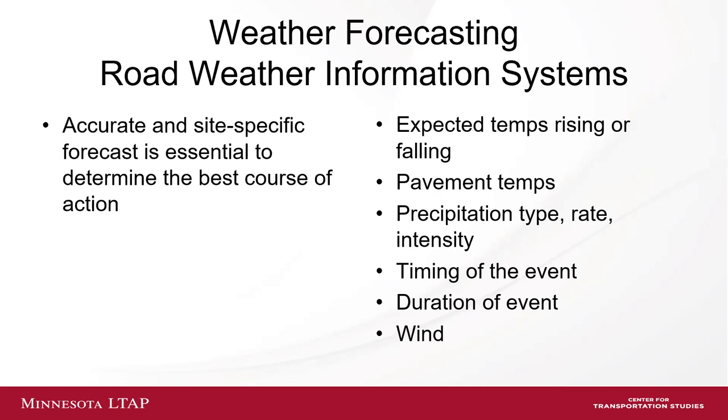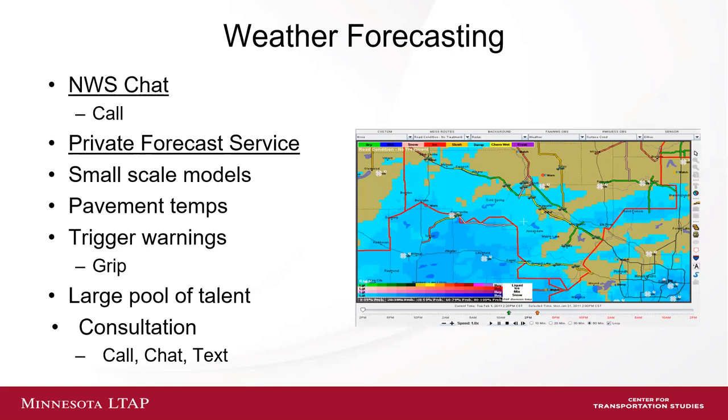So where can you get some of this information that's more accurate? Well, there's a number of private forecasting services that you pay to have this information. They use smaller scale models. They have pavement temperatures, a lot of them. They might trigger warnings if they know that there won't be good grip. And they have a large pool of talent. So it's not just one person reading one or two models. They're reading a number of different models, and they're discussing among themselves what they think is going to happen with that event.